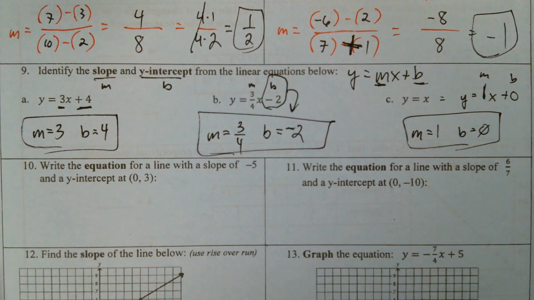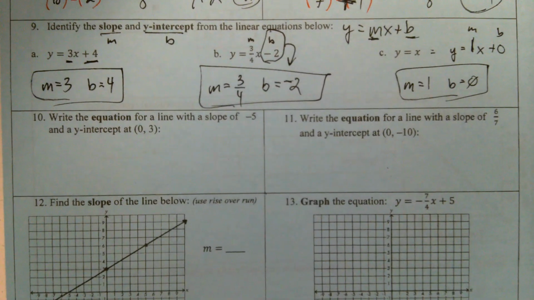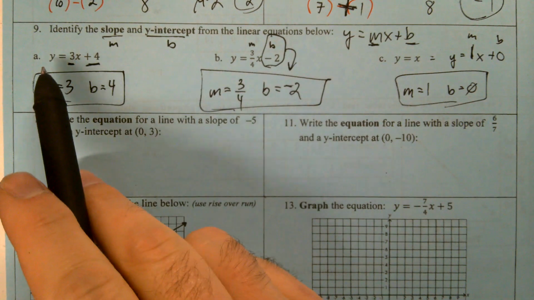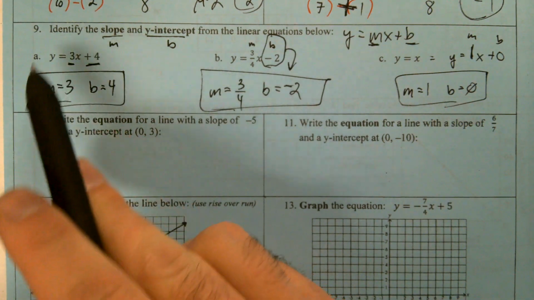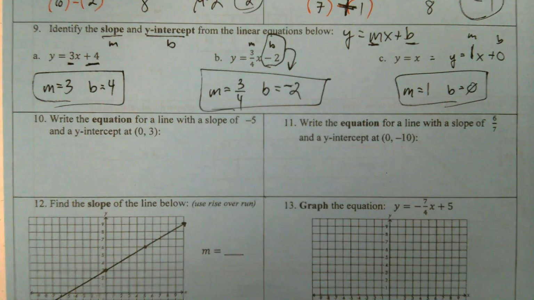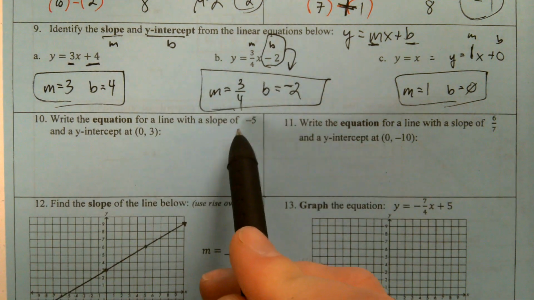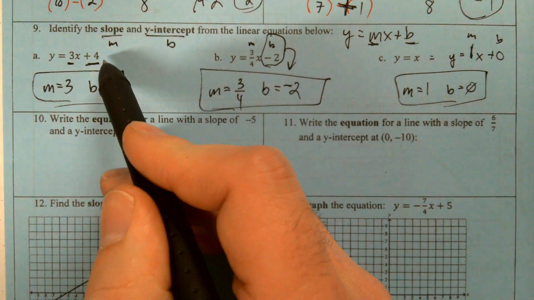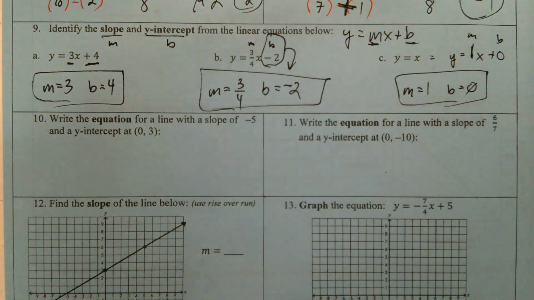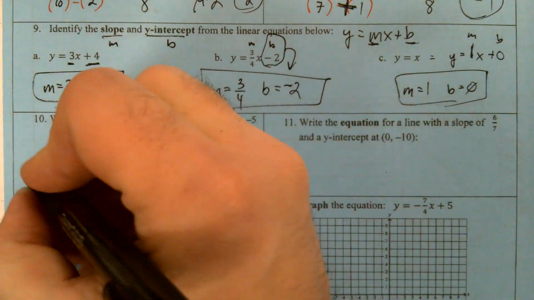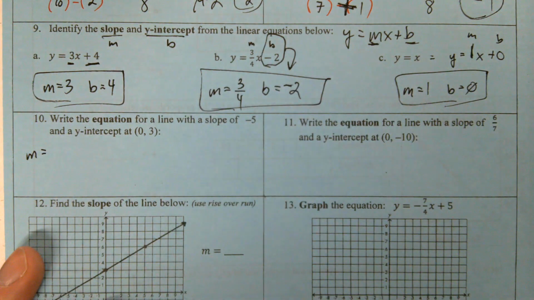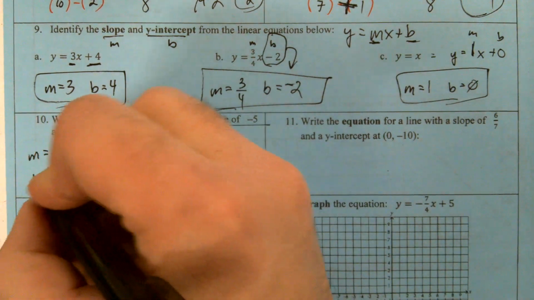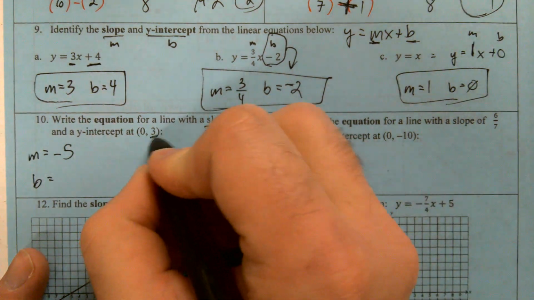Now, numbers 10 and 11 I had some questions about because we didn't actually have a worksheet on those, but it's the reverse of number 9. In number 9, we started with the equation. We had to extract the m and extract the b. But in number 10, you're given the m, you're given the b, and you have to create this equation. So you're just working in the opposite direction, but it's the same thing. What's my m equal to in number 10? Negative 5. What's my b? Is it 0? It's 3.